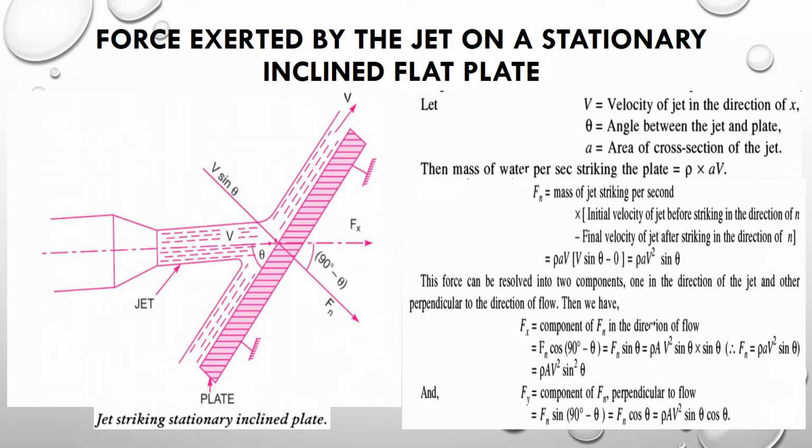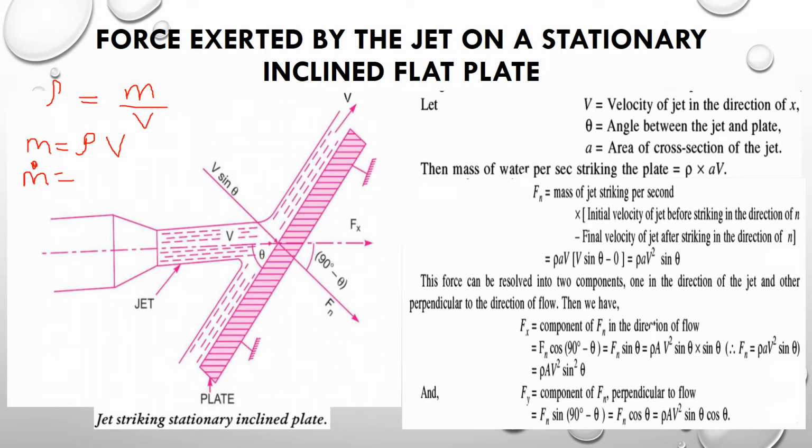Now we can write mass of the water per second striking the plate is rho a v. So how did we get that equation? We know that rho is equal to mass by volume, or in other words, m is equal to rho into V, where V is the volume. Here we have mass of water per second, that is mass per time. Anything per time we commonly denote with a dot on the top, so m dot is mass per time.